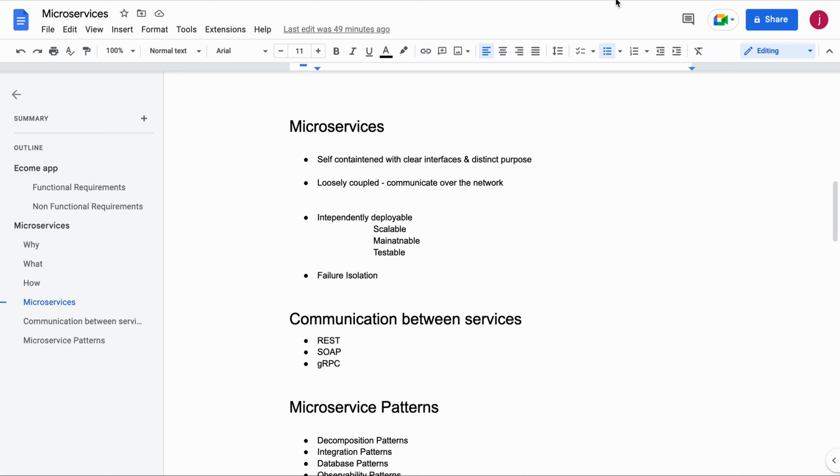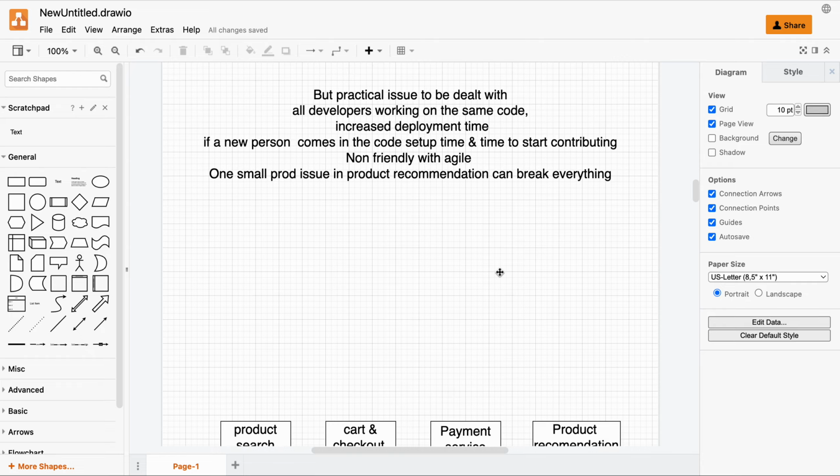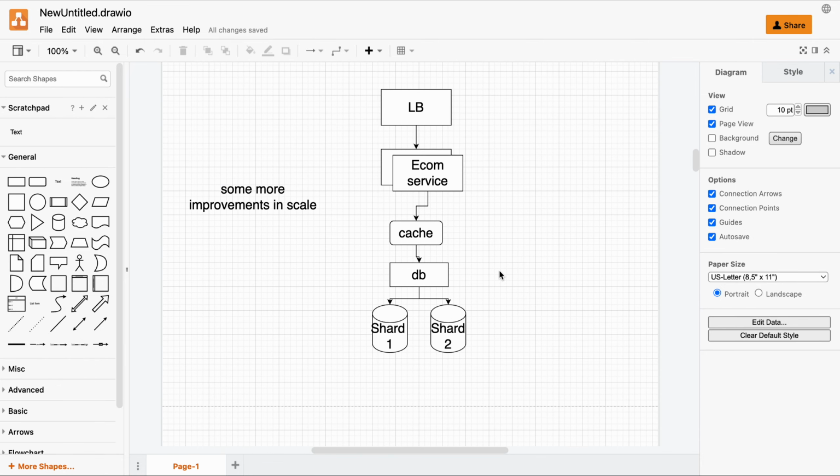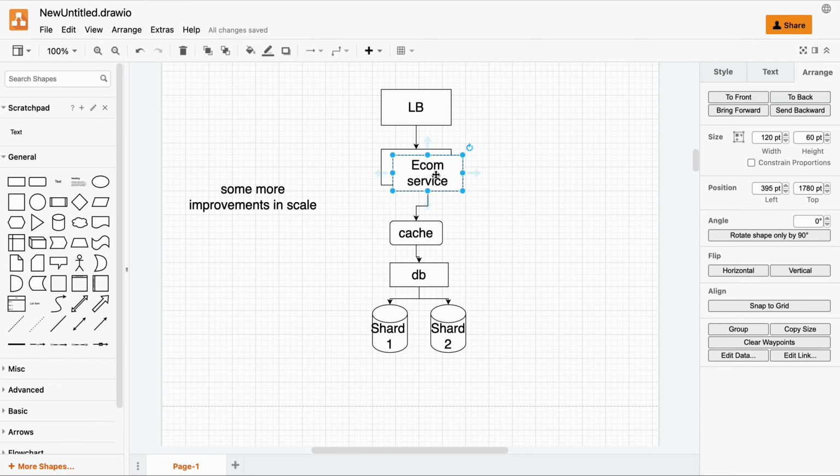Now, independently deployable, as I mentioned, then the scalable part. Previously everything was wrapped into a single thing. Most of the time, there will be a lot of product searches happening, but it's not certain that all the people who search for a product will go to the checkout, make the payment and buy the product. So previously we couldn't scale the search part separately.